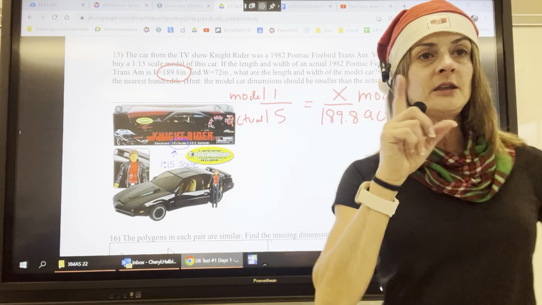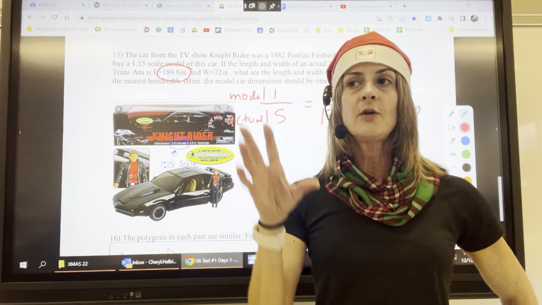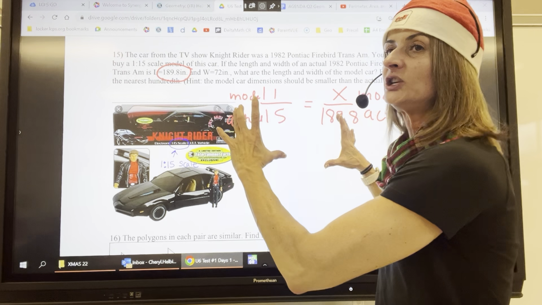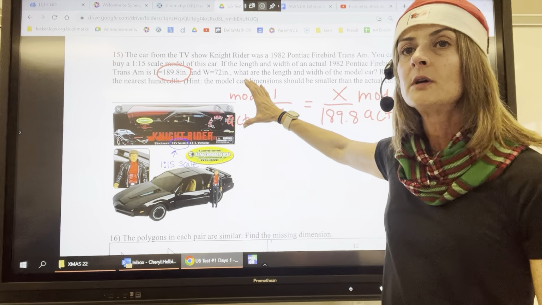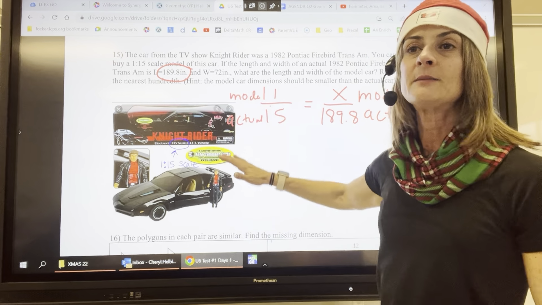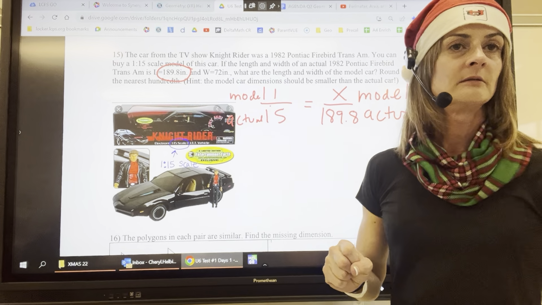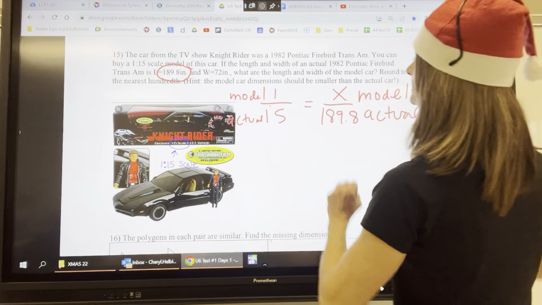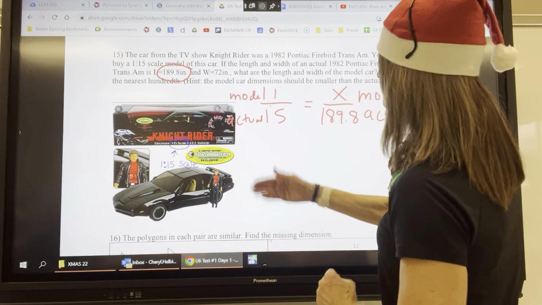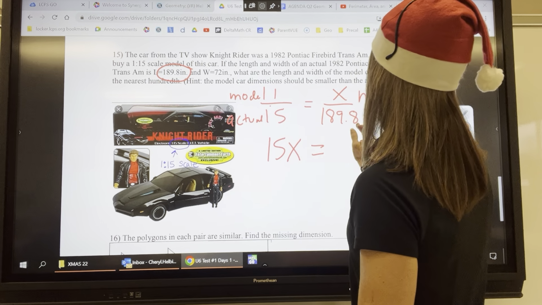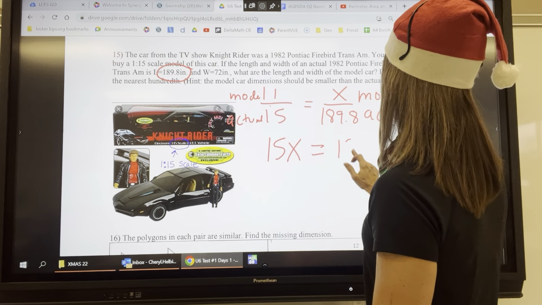And the one thing you don't need to worry about are the units here. Because this is a proportion, it's not a ratio. With the ratio, you've got to make the units the same to simplify. When you have a proportion, you don't have to worry about that, okay? Because it's consistent on both sides. You can cross multiply and divide. So this is 15 times x equals 189.8 times 1, so that's 189.8.